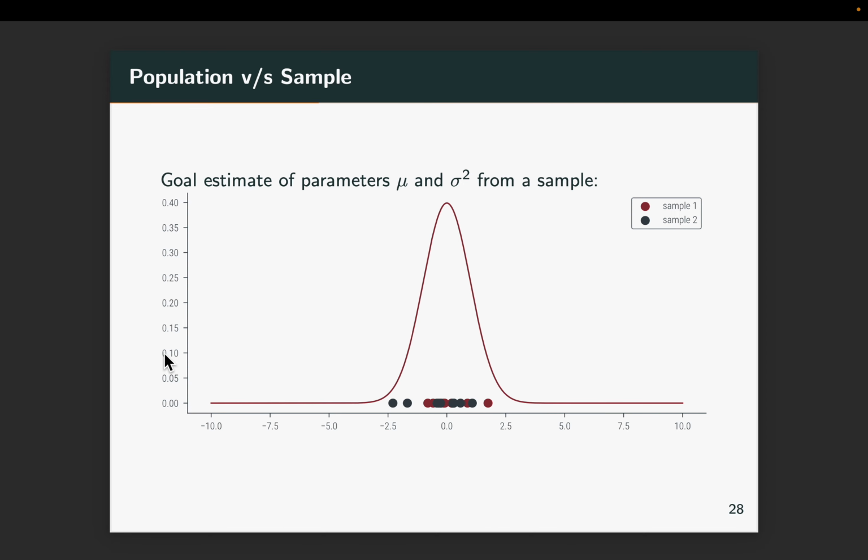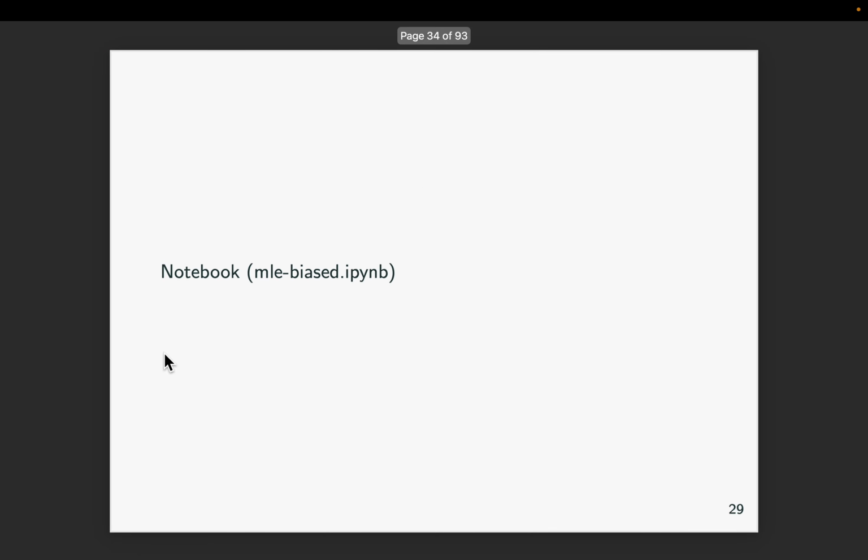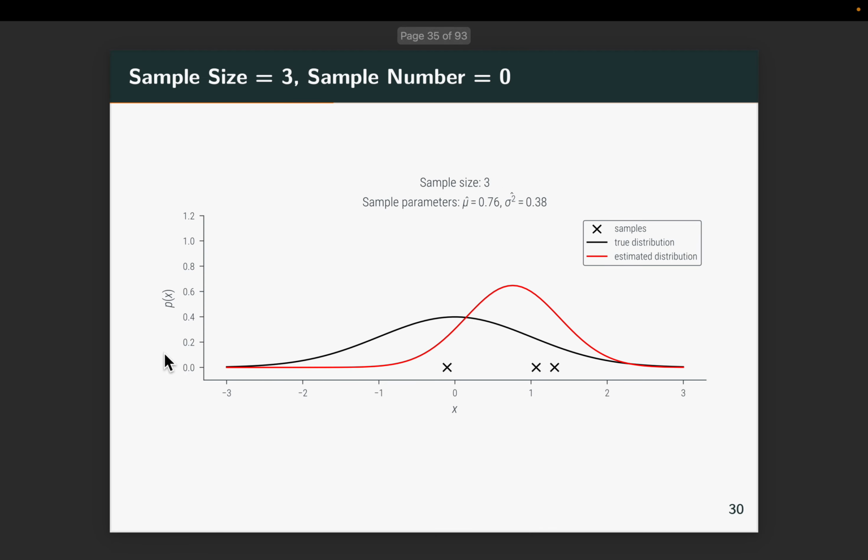And then the goal becomes to estimate the parameters mu and sigma square from some sample that is given to you. Right? In this case, let's assume that we could have had two such samples of size 10. One is the red set of samples, the other is the bluish set of samples. You could have picked up any such 10 samples from this distribution. And that's where the answer lies.